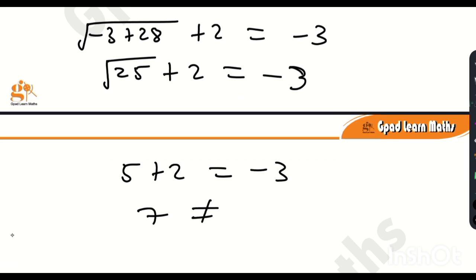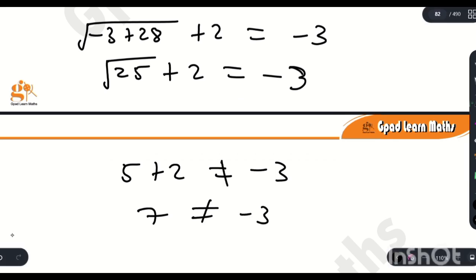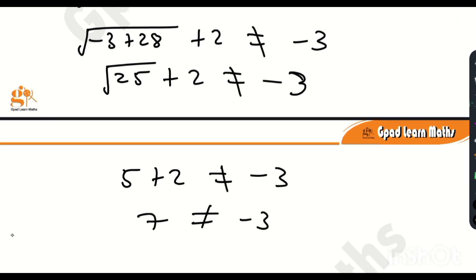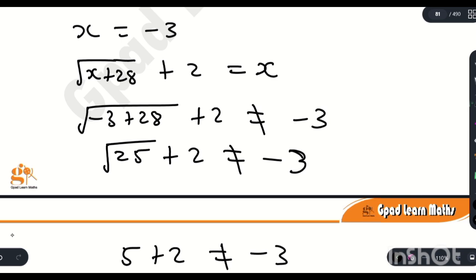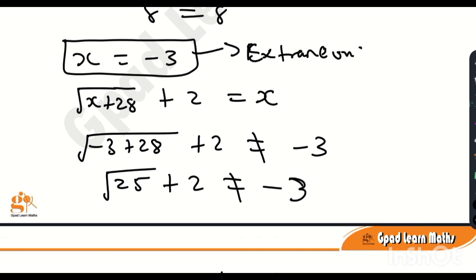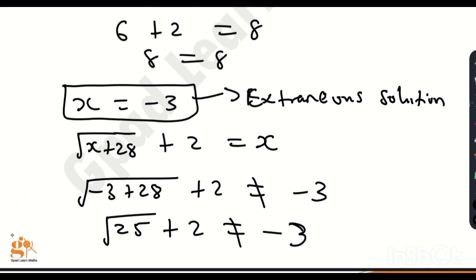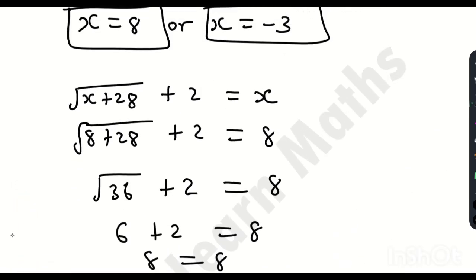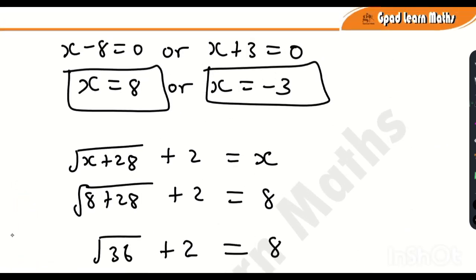Of course not. So what does this mean? It means that x is equal to negative 3 is an extraneous solution. And the only value of x that will satisfy this equation is when x is equal to 8. So this will be rejected.